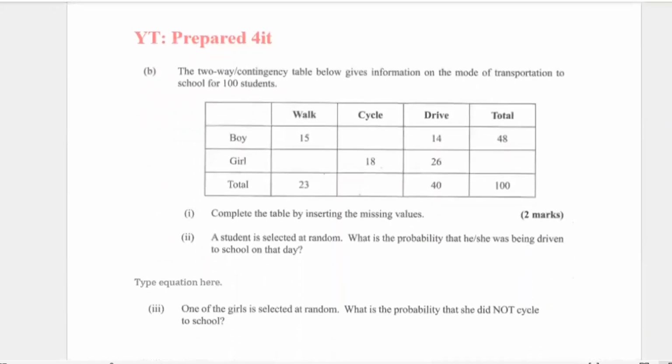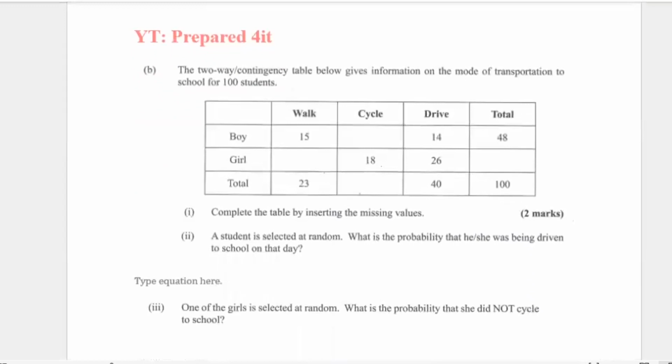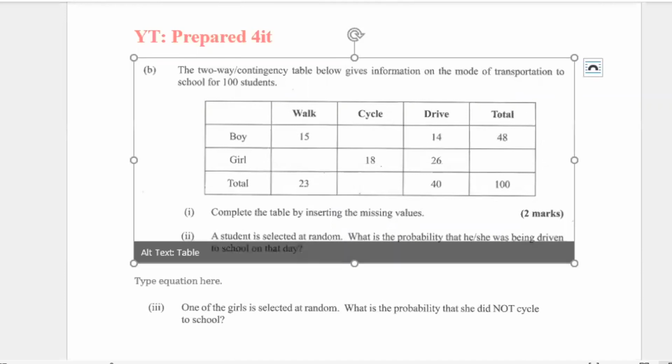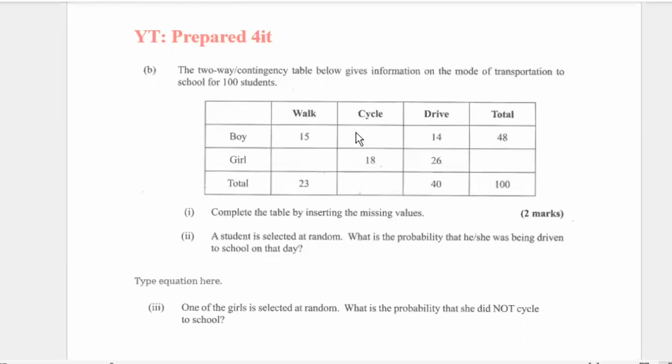So part B, it says the two-way contingency table below gives information on the mode of transportation to school for 100 students, which is walk, cycle, and drive. And there are some missing values, and they want us to complete the table. There are lots of ways that we can go for this, just like with math, multiple ways to solve the same issue.